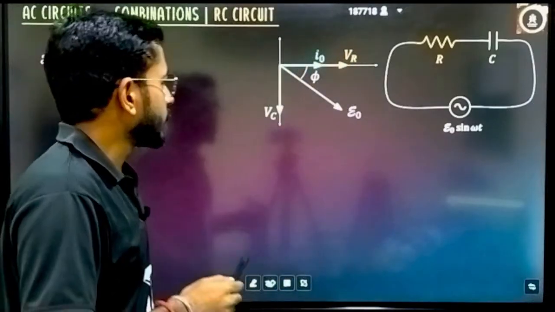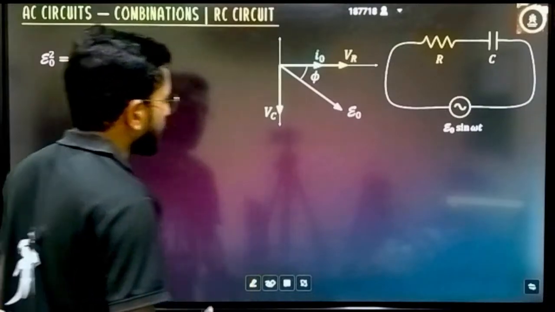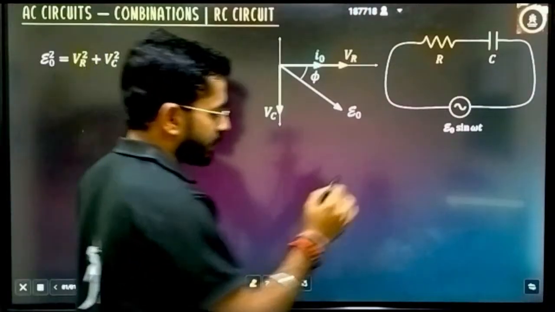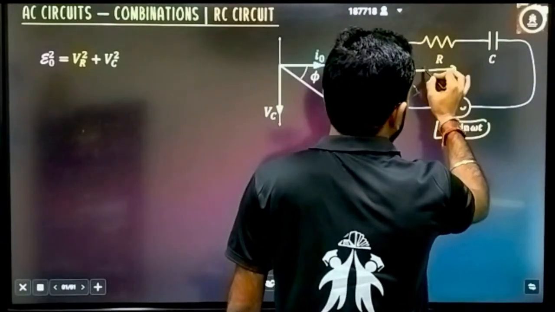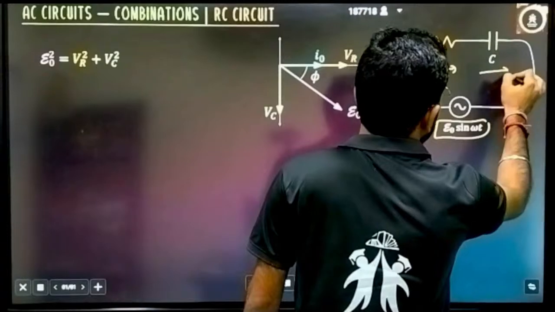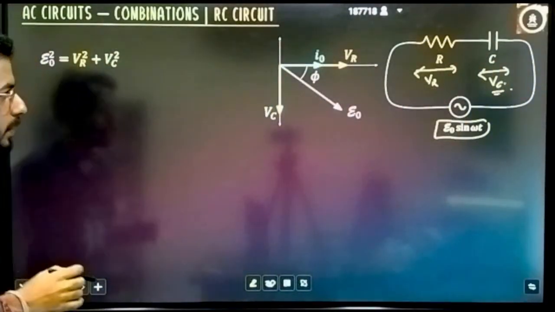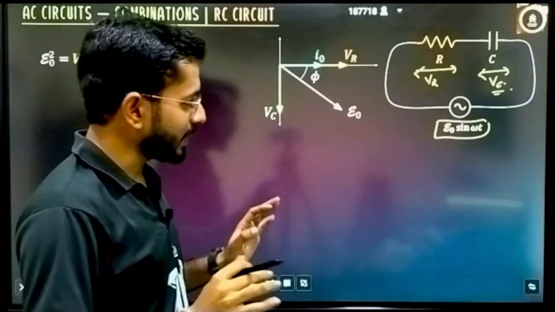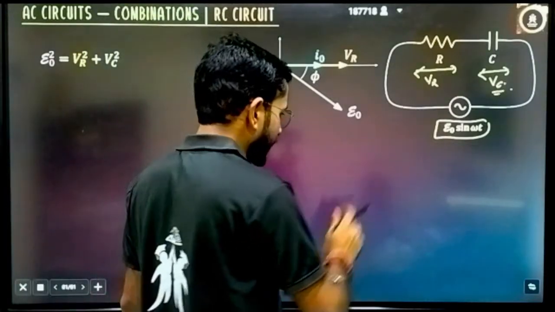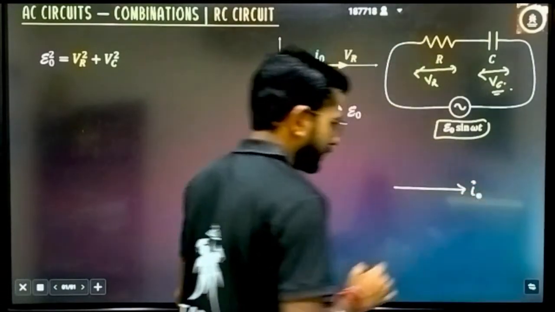Correct? Very good. Now what I will see, this is the AC source, always given as E naught sine of omega t, and let's suppose this is the potential difference across the resistor and this is the potential difference across the capacitor. If I have to represent all these things in phasor, I will firstly take I naught, the peak current that is flowing, along the x-axis.